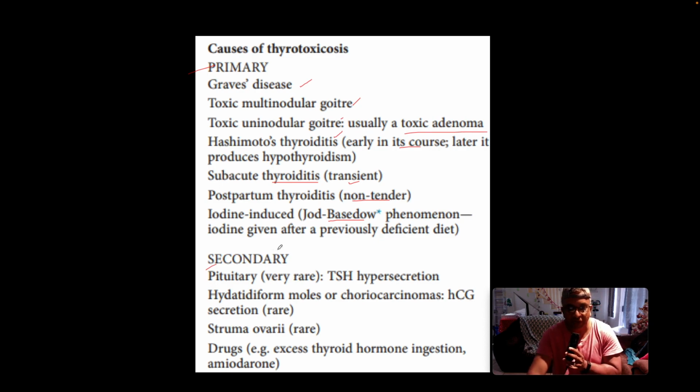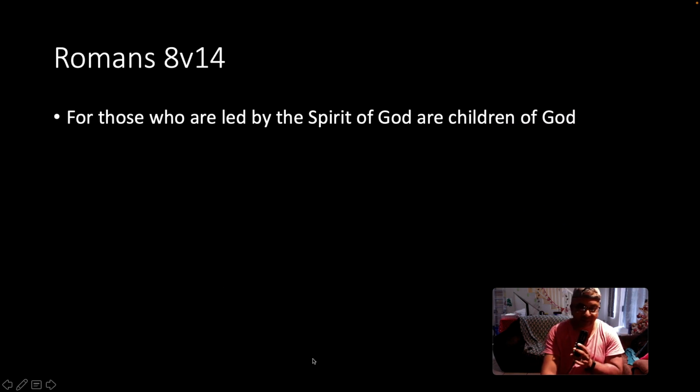Secondly, where the problem is not so much with the thyroid, the problem is with the pituitary. Very rare is TSH hypersecretion, but often you get this thing called hydatidiform mole or choriocarcinomas with HCG secretion, struma ovarii, and drugs.